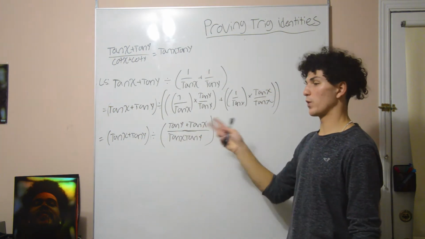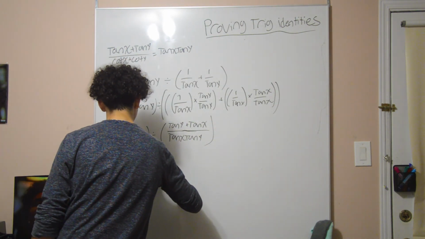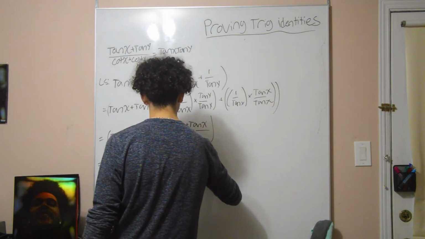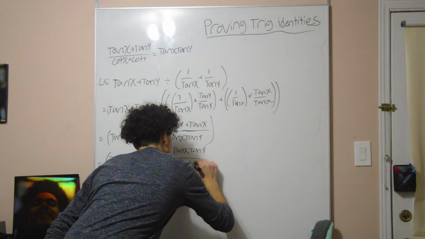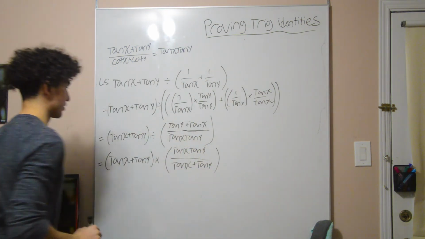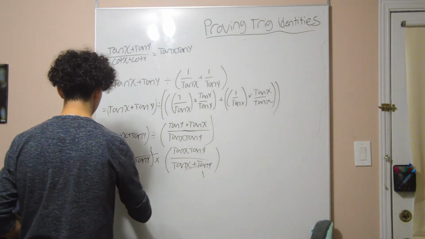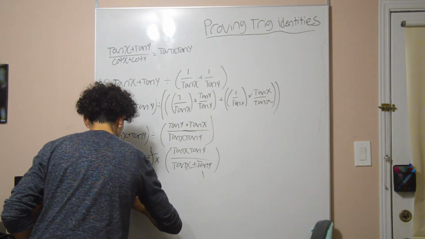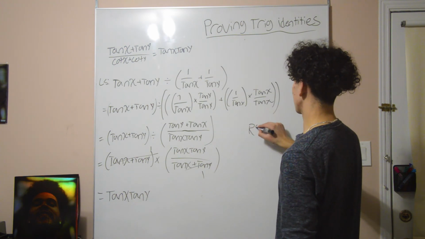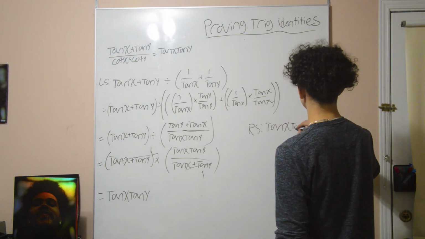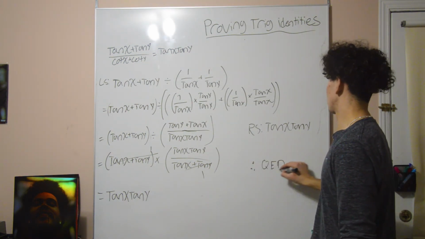Now that it's a division symbol, we can flip it. So this equals tan x plus tan y times tan x tan y over tan x plus tan y, just like that. And from here, boom, crisscross 1, 1, and we get our final reduction to be tan x tan y. Now let's take a look at the right side real quick. Tan x tan y. Are they the same? Yeah, they are. Therefore, QED.